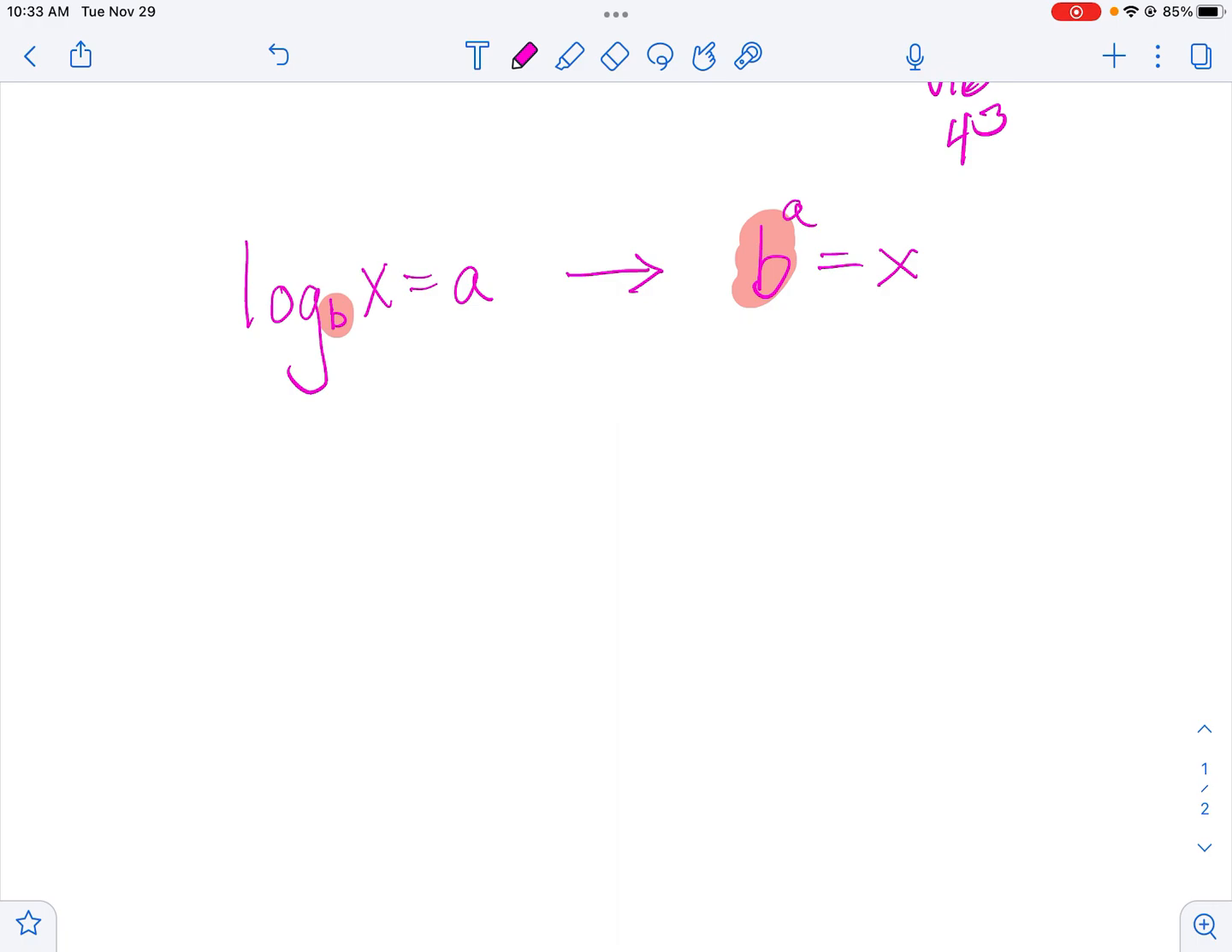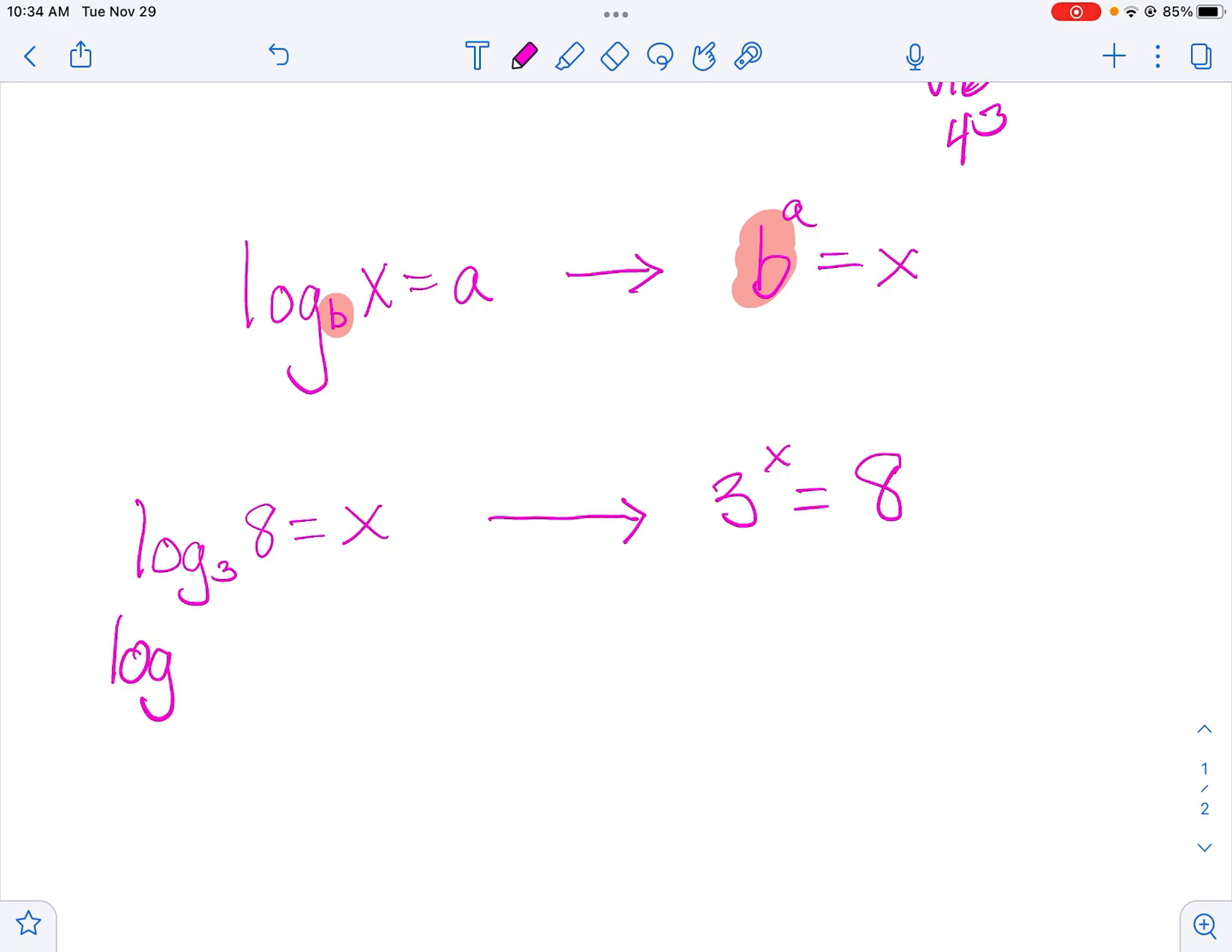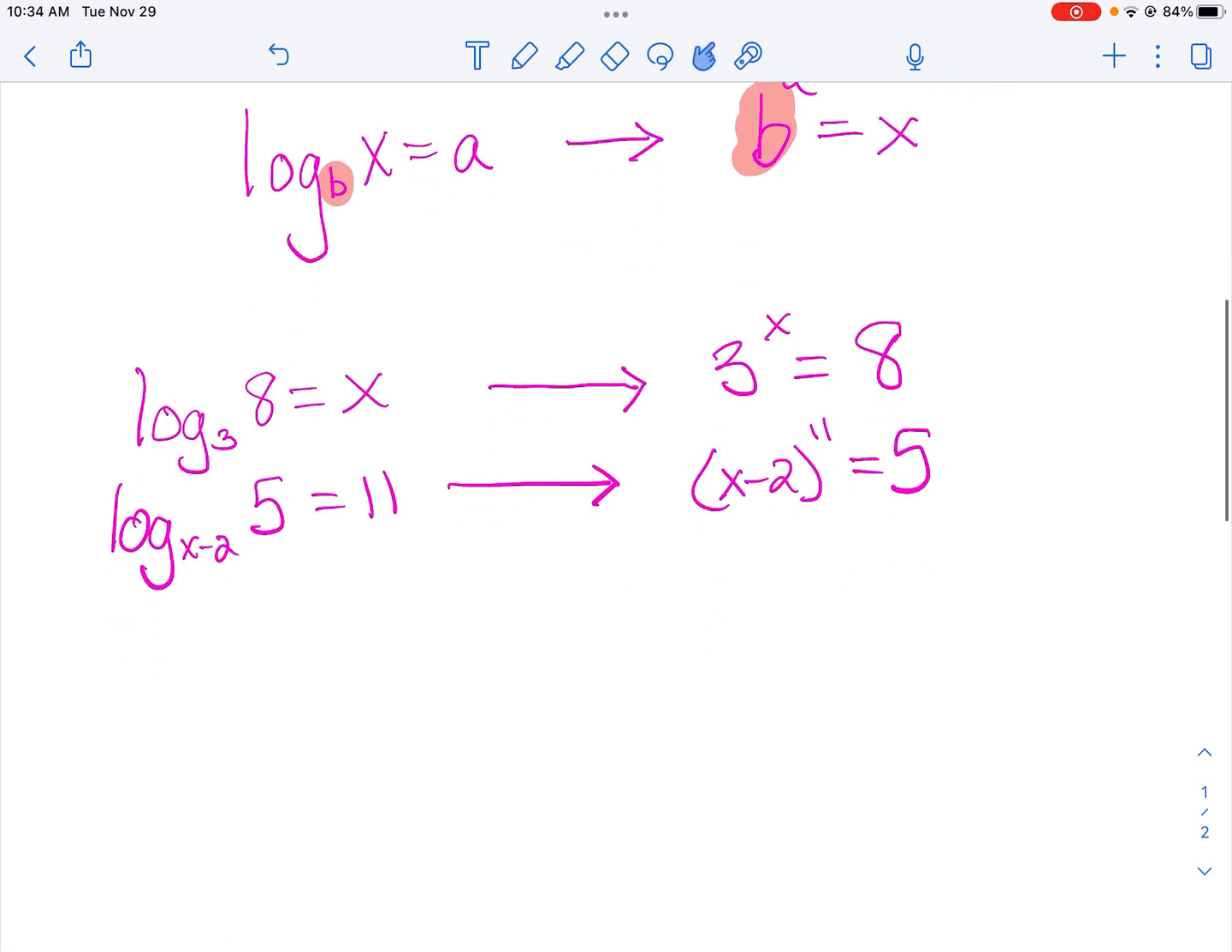So let's say we were to convert some of these. Let's say I had log base 3 of 8 equals x. If I was to convert that, that would be 3 to the x equals 8. If I had log base x minus 2 of 5 equals 11, my base of x minus 2 to the 11th equals 5.